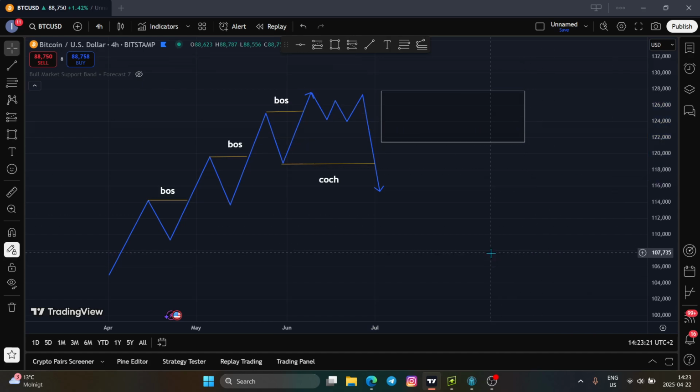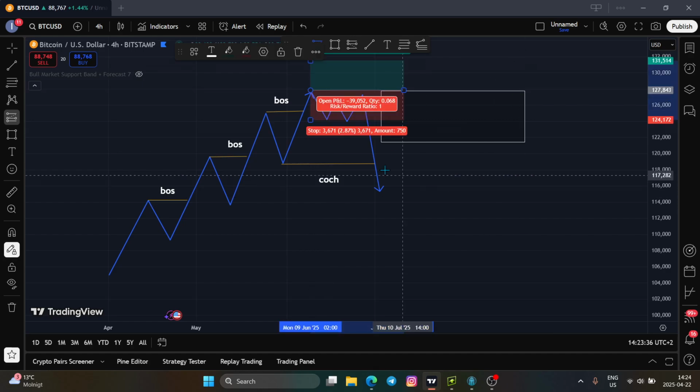Let me get rid of it. So it goes to around this area, which means to the order block, or it goes up a little bit before it goes down. There are fair value gaps. There are many things that you can consider. There are fair value gaps, order blocks. You can use this Fibonacci extension.